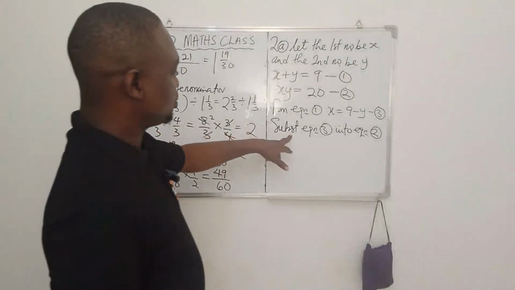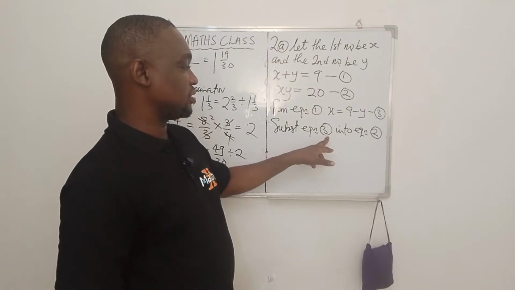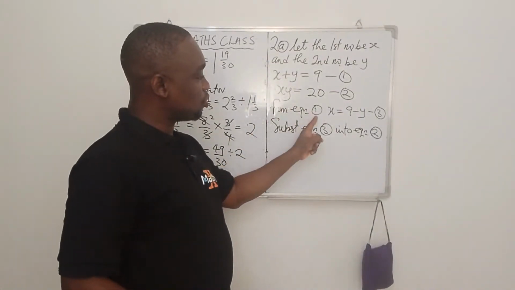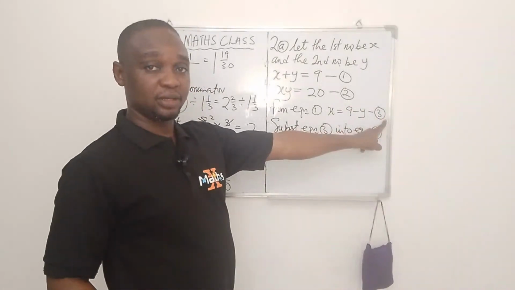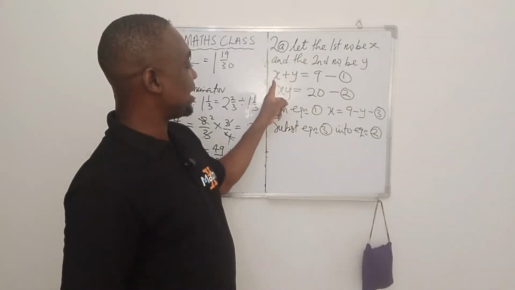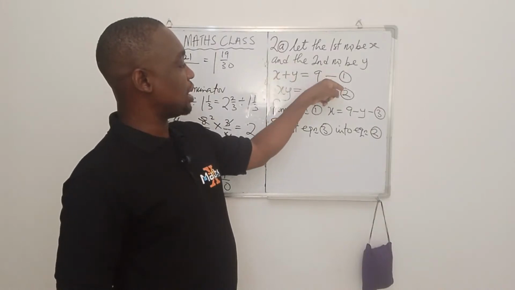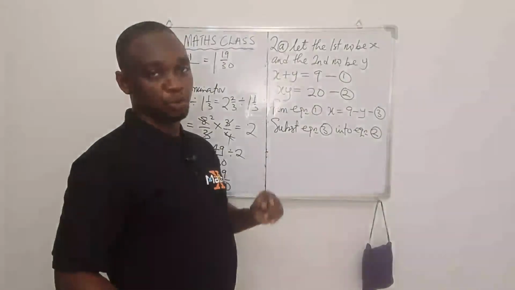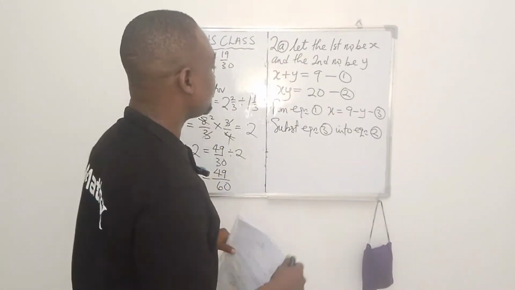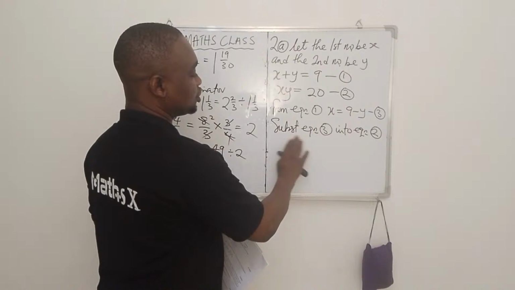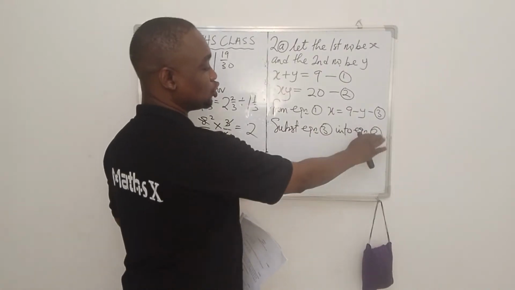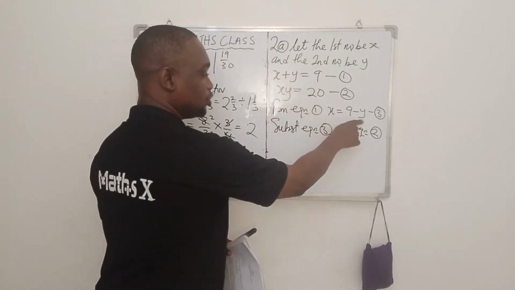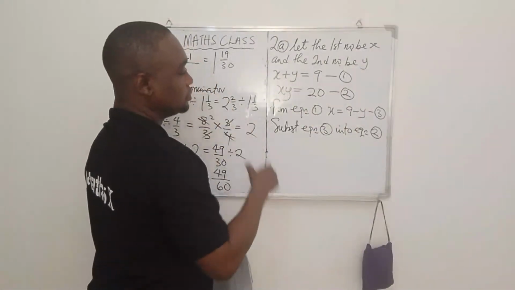So substitute equation 3 into equation 2. Like I said earlier, from equation 1 we got equation 3, because from equation 1 here we made x subject. We moved the y over, so it became 9 minus y. We have equation 3. So substitute equation 3 into equation 2. I'm going to put it in here. Anywhere you see x, you substitute with 9 minus y.